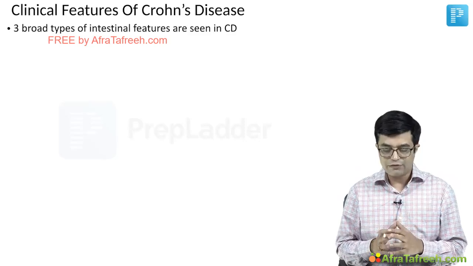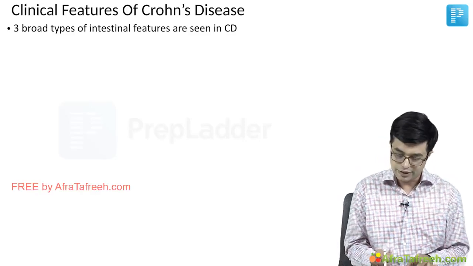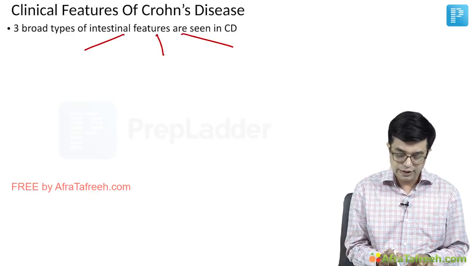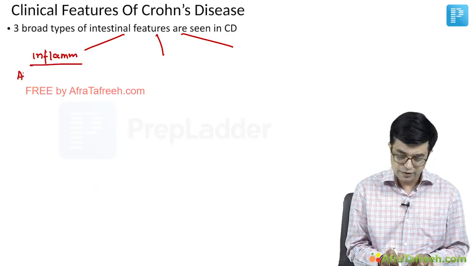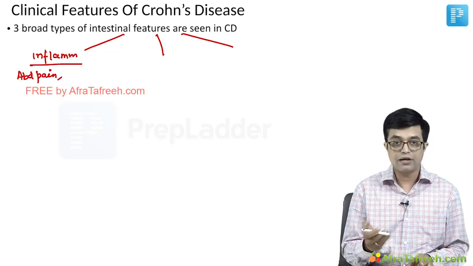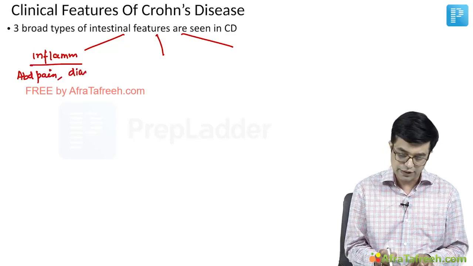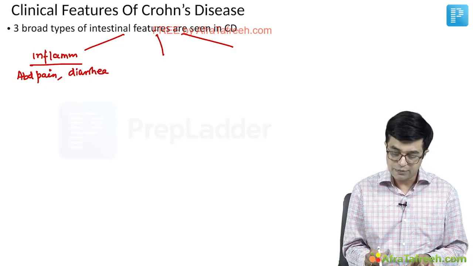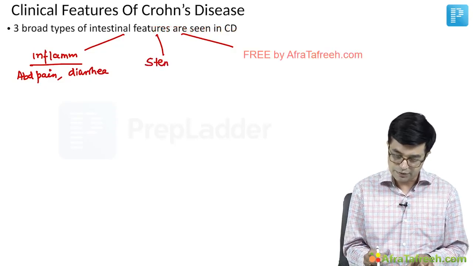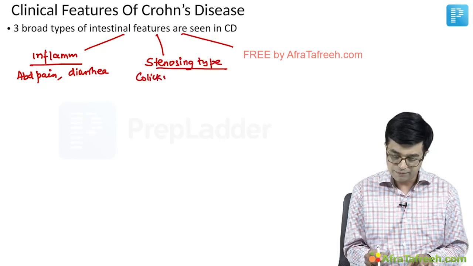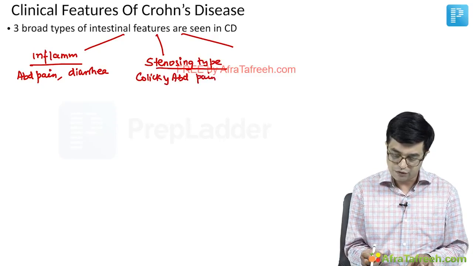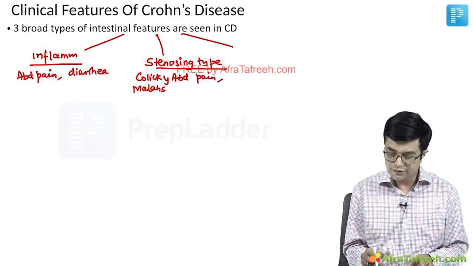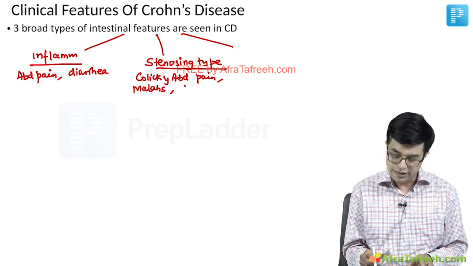So, when we talk about intestinal features, there are 3 categories that are defined in Crohn's disease. The first category is the inflammatory type. These are the patients who will have abdominal pain, and because they frequently have colonic involvement also, they will have features of diarrhea and features related to inflammation, etc. The second type of intestinal features is the stenosing type. Stenosing types are the ones in which colicky abdominal pain will be there. These are the children who will have features of malabsorption also, and these children will also develop features similar to intestinal obstruction.